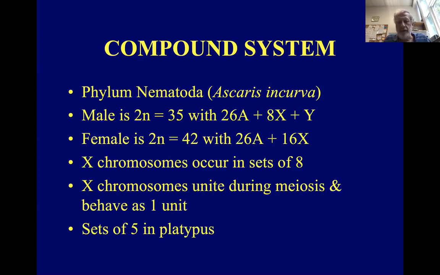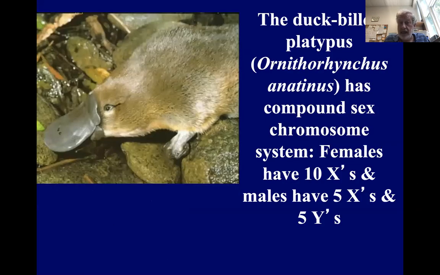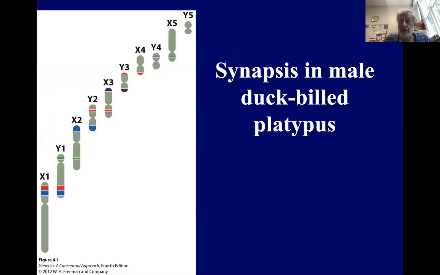Now in the duck-billed platypus, a mammal, their sex chromosomes occur in sets of 5 and not 8. So females have 10 X's, males have 5 X's and 5 Y's. And this shows you how synapsis occurs in a duck-billed platypus, where the different X's and Y's can synapse with each other based on these similar colored little bands that indicate regions of homology among the chromosomes.